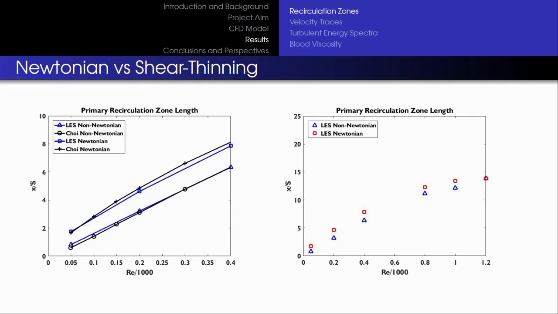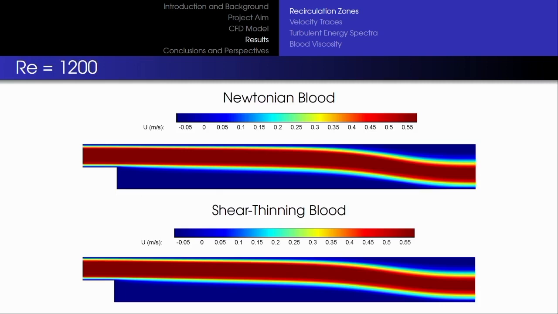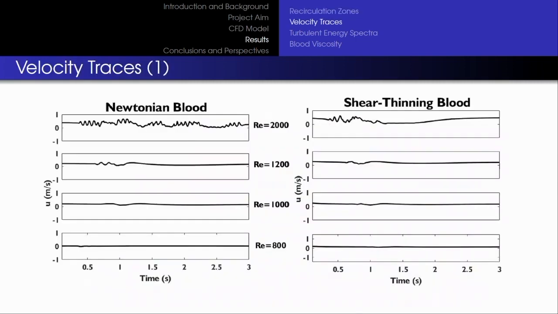That was up to a Reynolds number of 400. If we look up to 1,200, we actually see the recirculation zone length for both models reach the same length at 1,200. And as you can see here, we have very similar recirculation zone lengths.